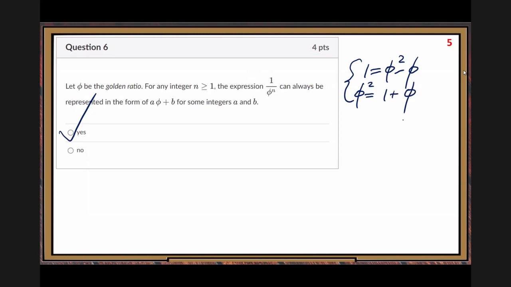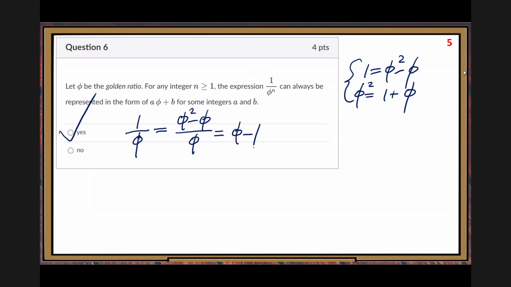This time it's the reciprocal. There is an easy way to do it. First, let's just do 1 over phi. We apply the first property: phi squared minus phi, over phi. We can do cancellation, so we get phi minus 1. That's a linear polynomial.